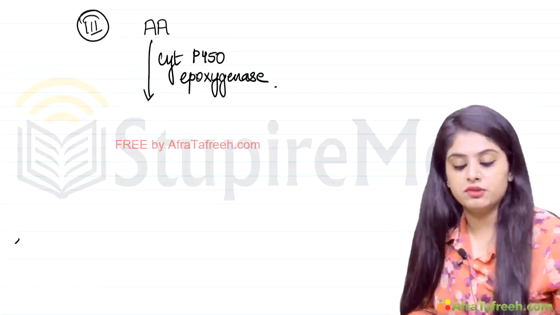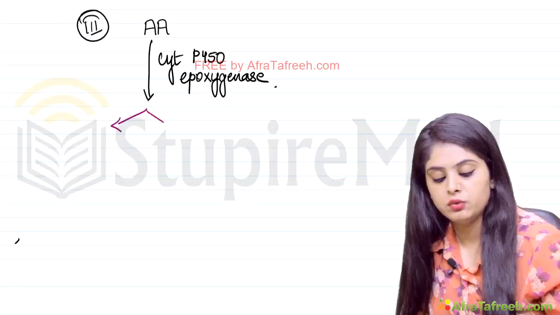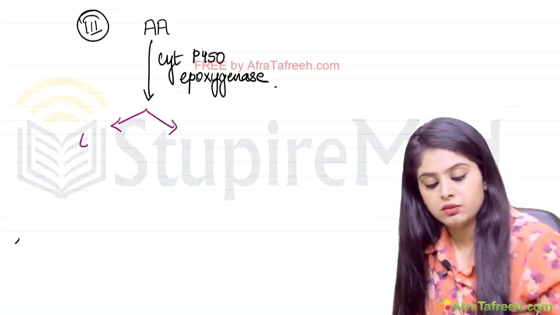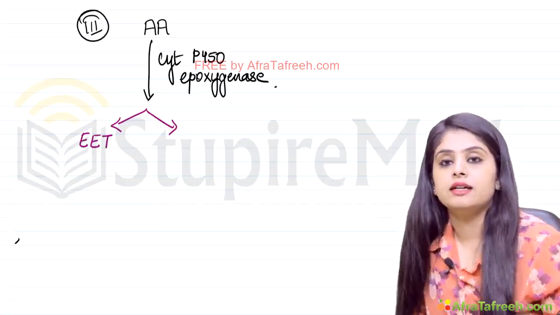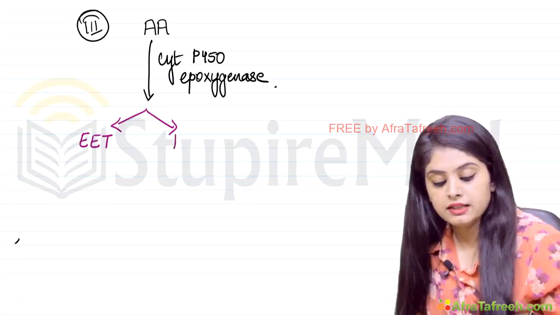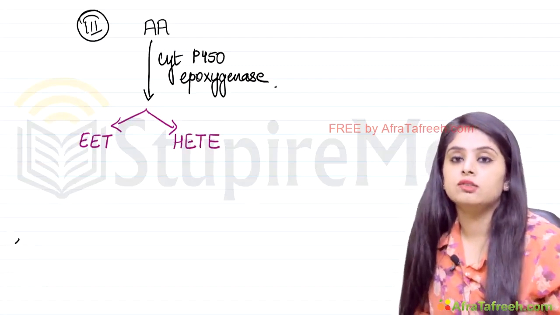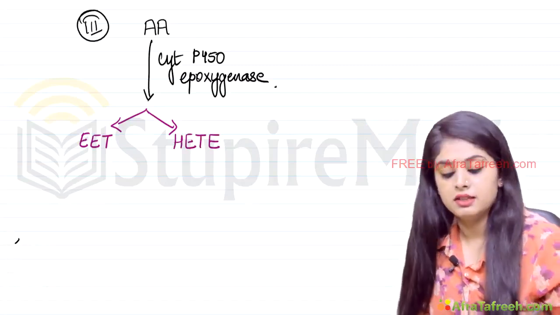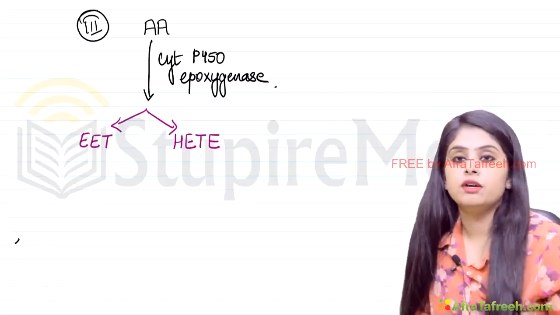Cytochrome P450 epoxygenase results in the formation of two things. One is known as EET, eicosatrienoic acid. The full form is not needed. The other is HETE, hydroxy-eicosatetraenoic acid. The full form is something you don't have to focus on.